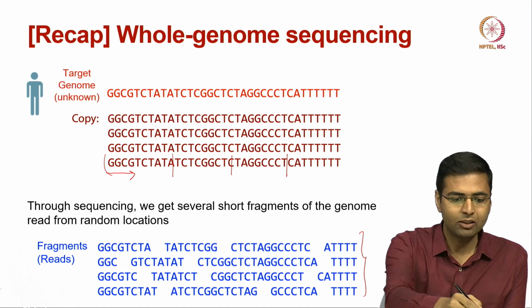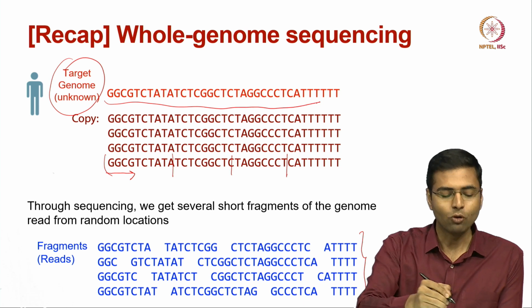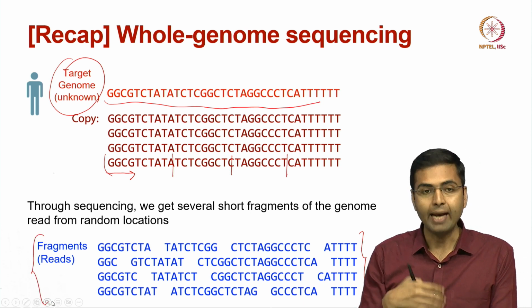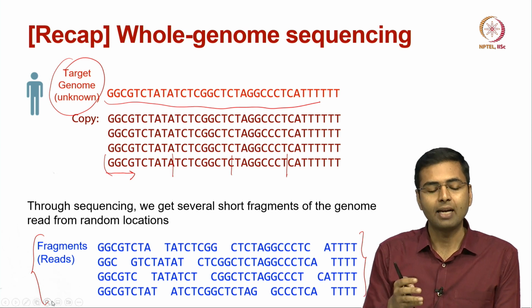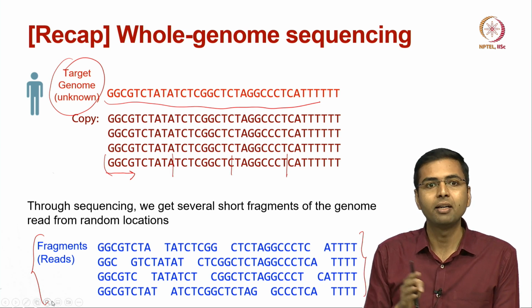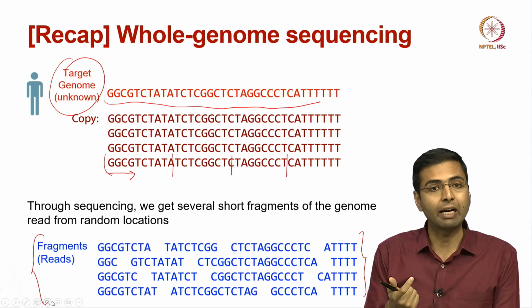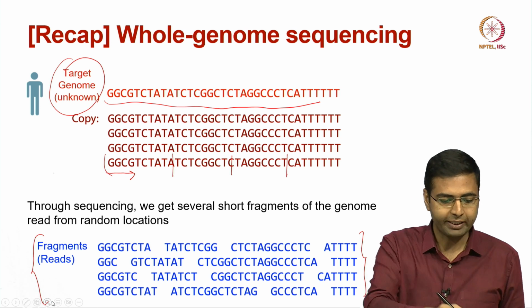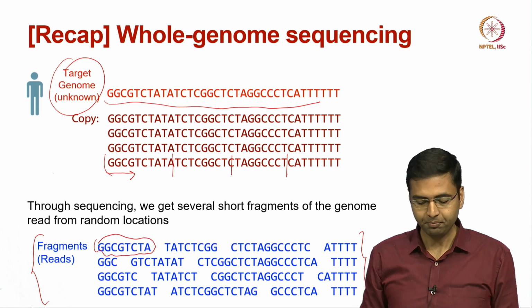We do not have access to the target genome and we do not know the genome sequence. All we have is the read fragments as input, and these fragments are sampled from random locations of the genome. With each fragment we do not know the location from where it was sampled. For each fragment we only know the sequence corresponding to it.